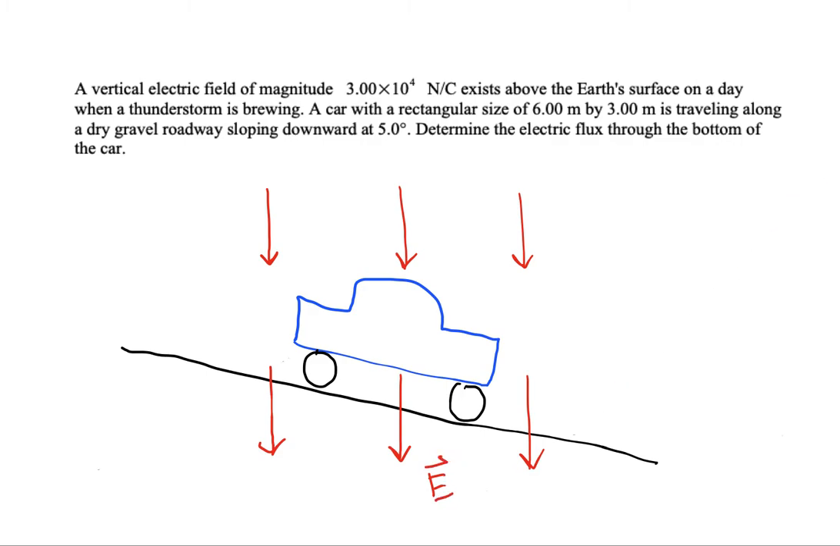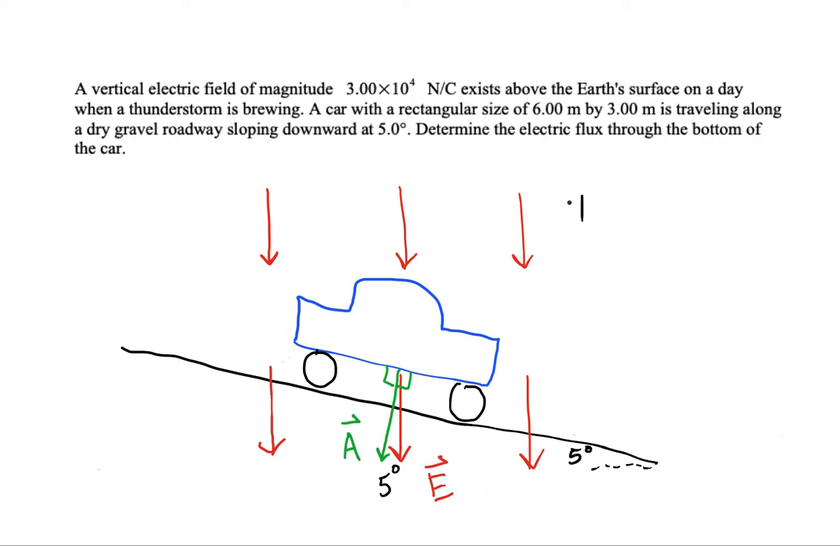So which way will the area vector point? The area vector is going to be normal to the surface. So it's got to be 90 degrees to it. And if our slope here is 5 degrees, then by geometry, that makes this angle 5 degrees as well. This is the area vector.